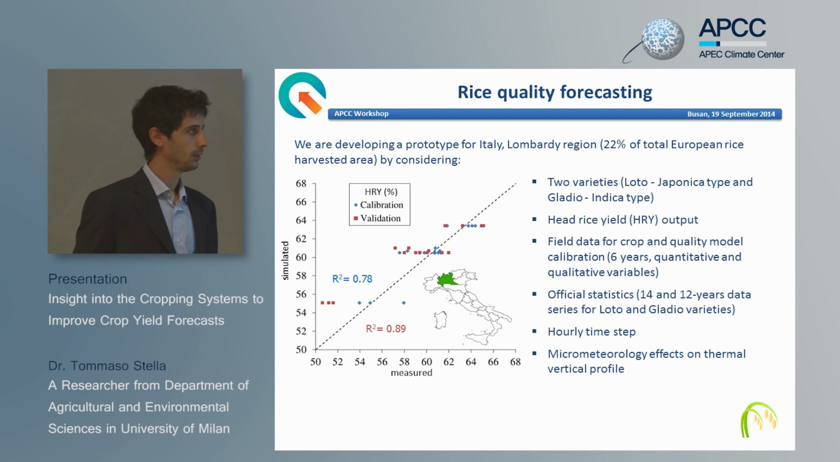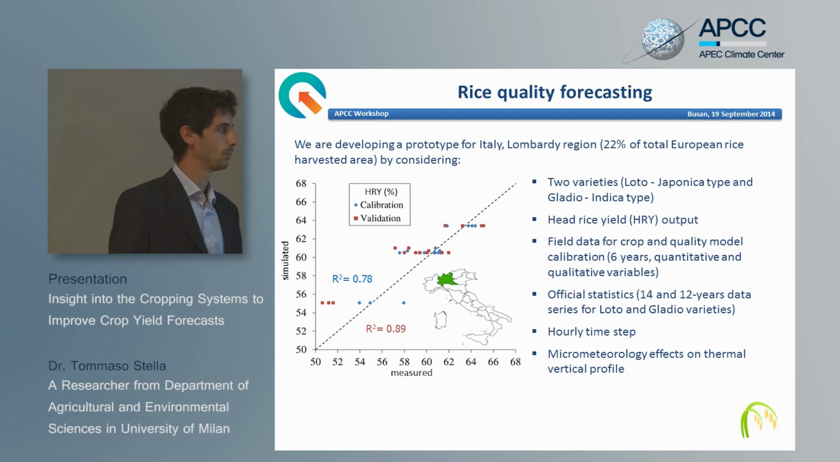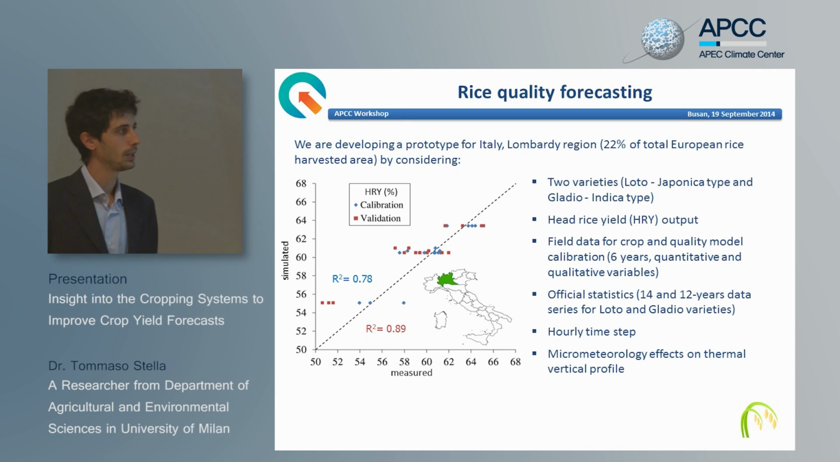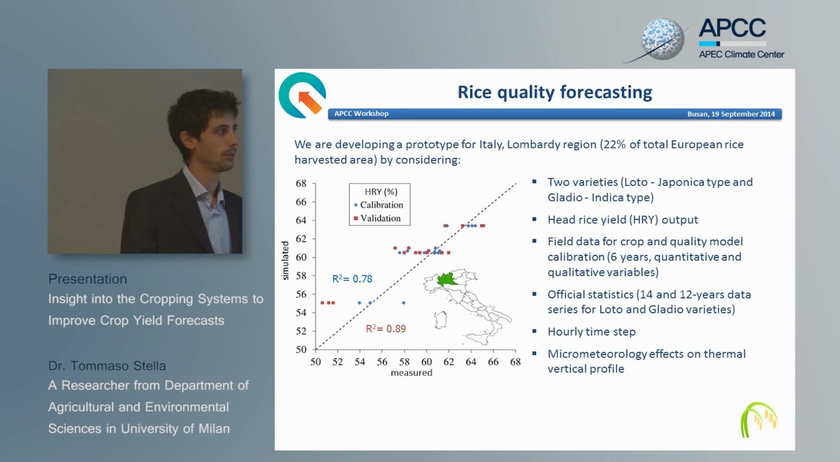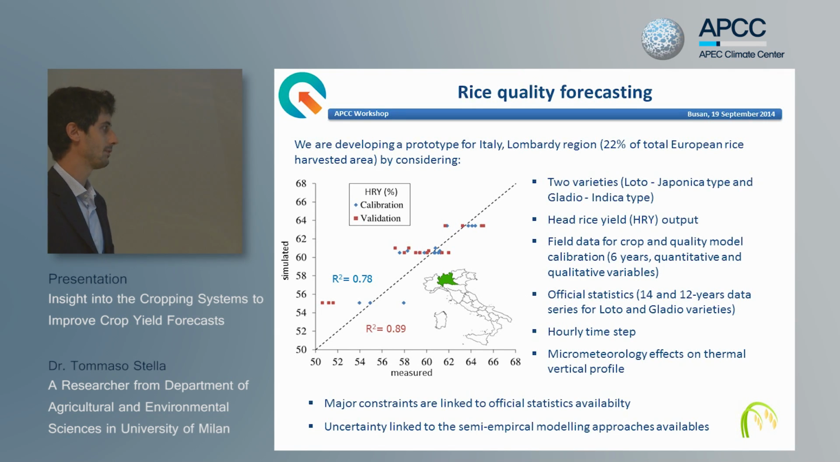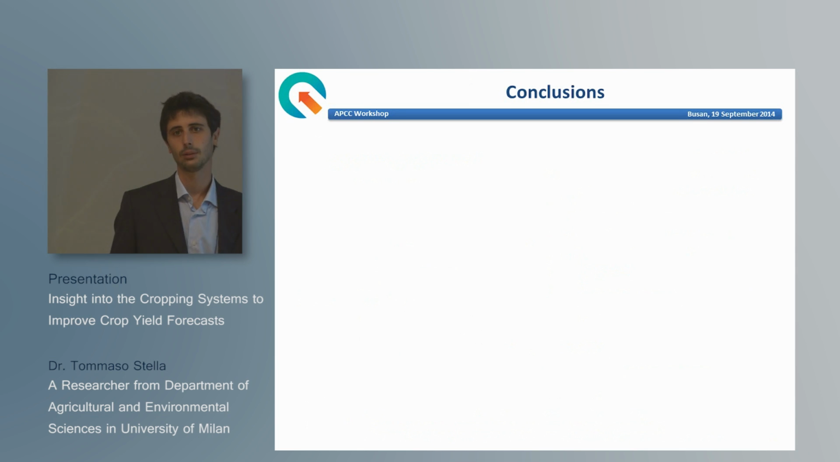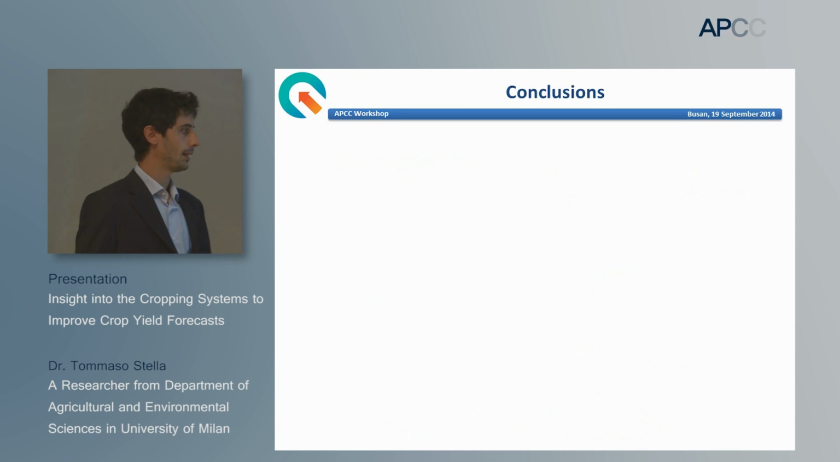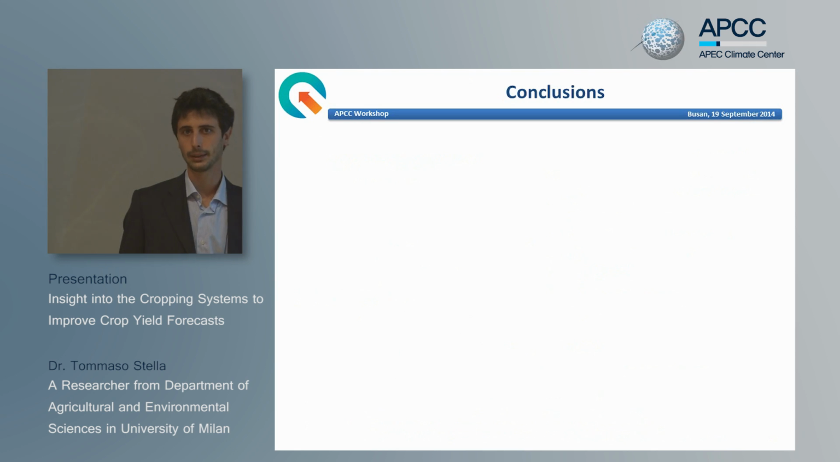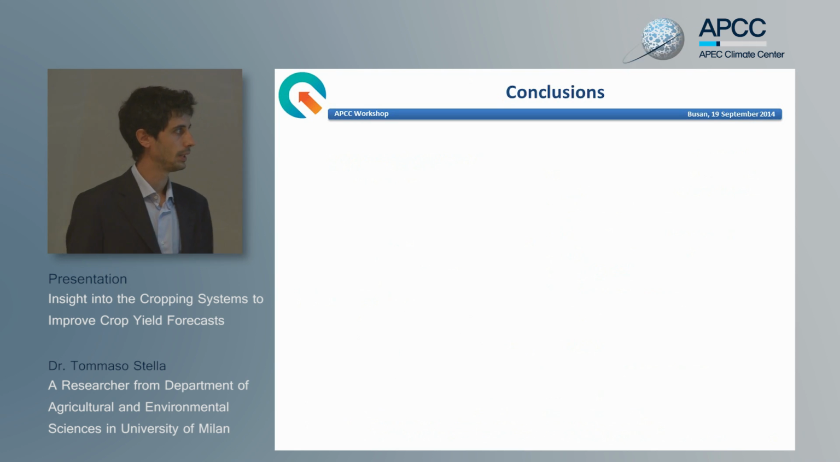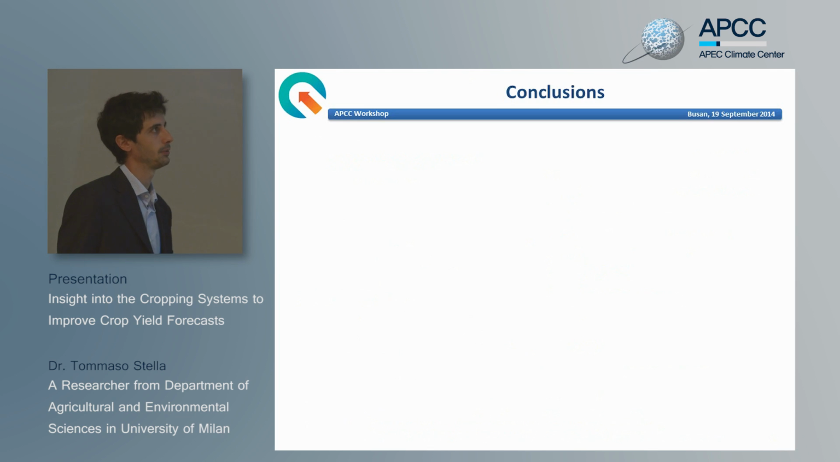We are working on hourly time step integration within the simulation, and we also simulate the micrometeorology effects on the thermal vertical profile of the canopy. And so obviously we have some problems, like the major constraints linked to the availability of these official statistics and the uncertainty linked to the semi-empirical modeling approaches implemented. But we have some encouraging results for the moment.